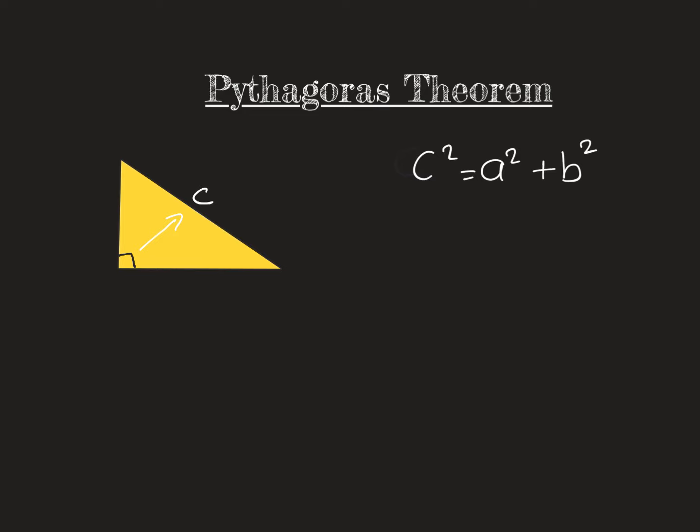The a and the b are the two shorter sides, and it doesn't matter which is which, as long as the two shorter sides are either a or b. So that means that if we were to square the c, it would have the same value as if you squared a and b and added them together. So we're going to take a look at this in the form of an example.